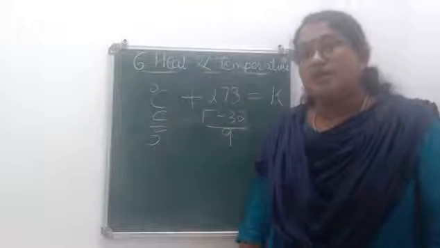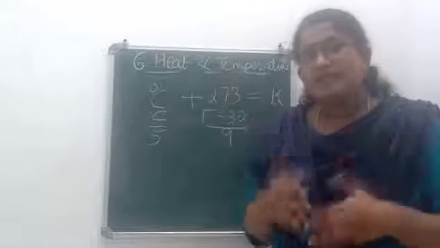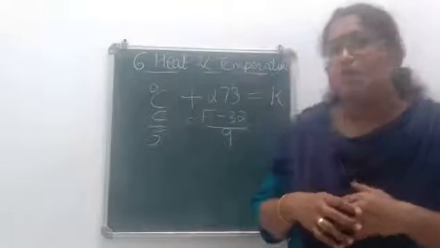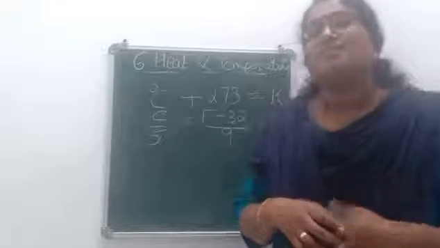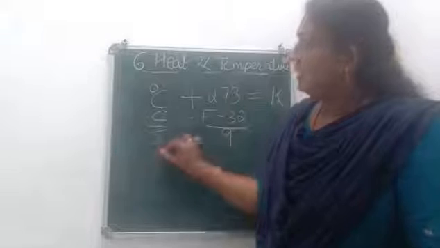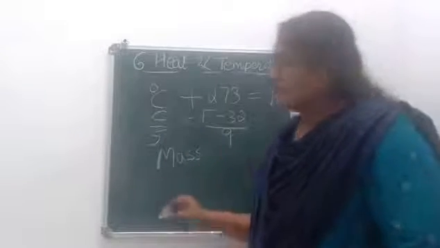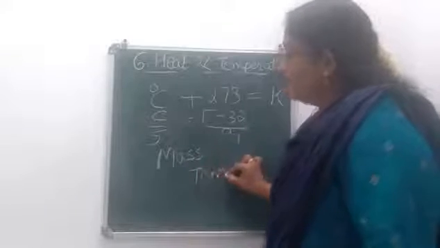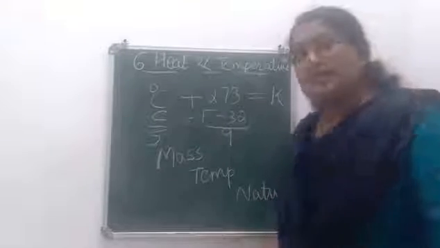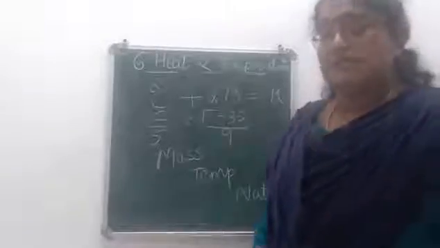Now the next thing, one more thing: the factors on which the heat contained in a body depends. It's a very important point. Heat contained in a body depends on 3 factors, that is mass of the body, temperature and the nature. Heat contained or absorbed by a body depends on 3 factors: mass, temperature and nature. So is it clear? 3 different factors on which heat contained by a body depends.